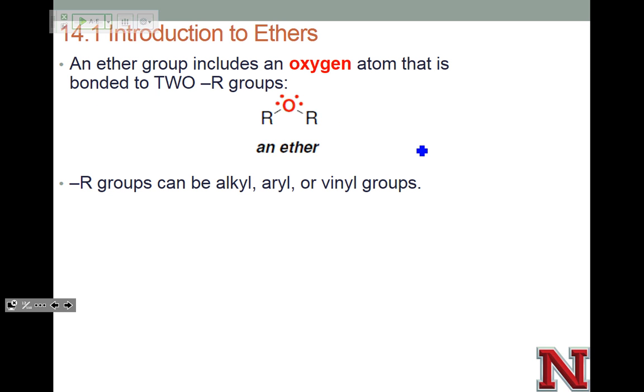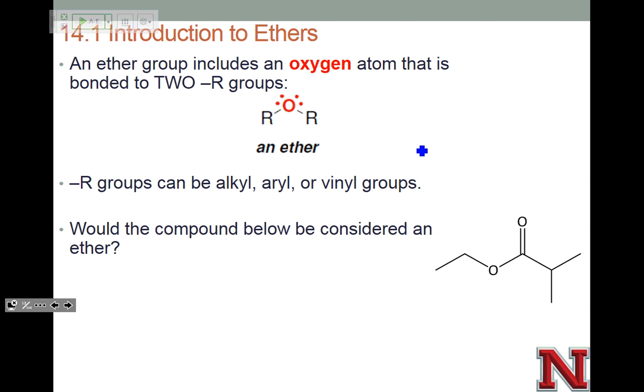An ether is not an alcohol. An alcohol has an OH. An ether is a compound that has an oxygen with two R groups attached. So that's our ether, OR. R groups can be alkyl, they can be aryl, they can be vinyl. They just have to be R groups.